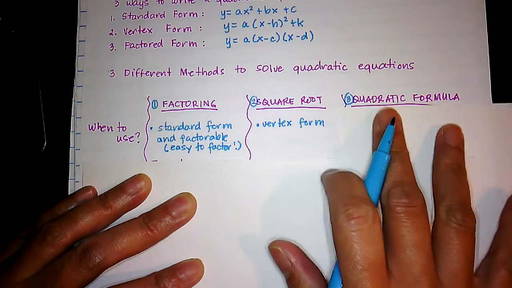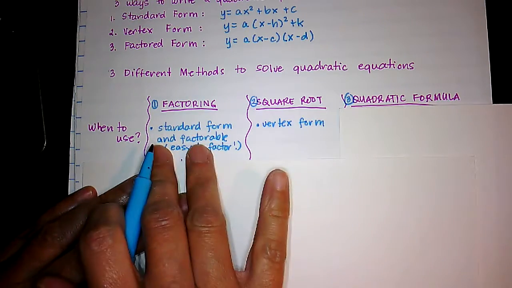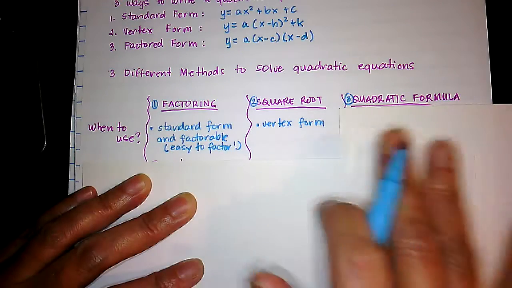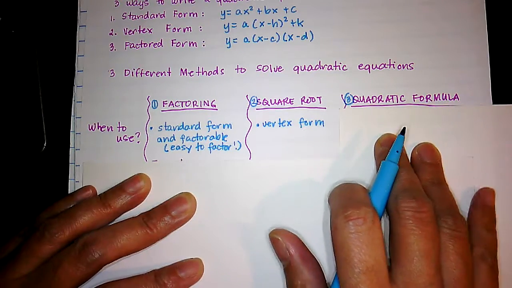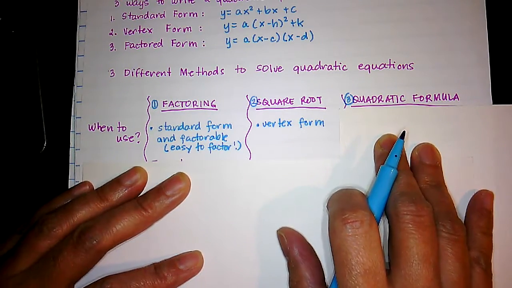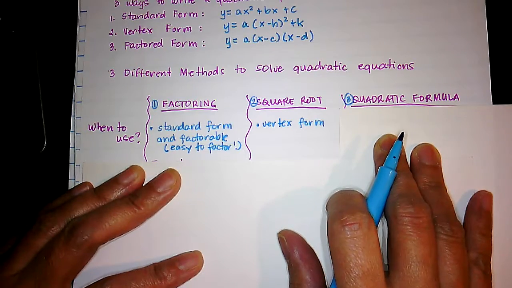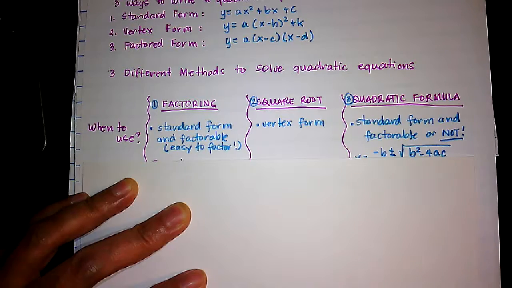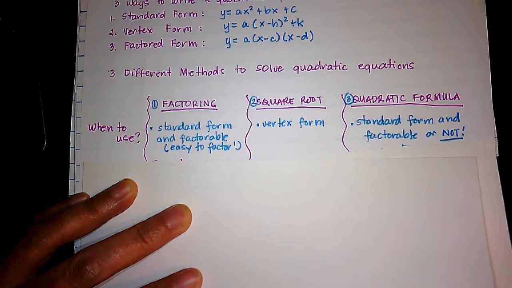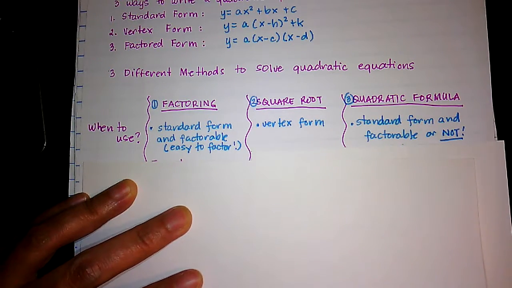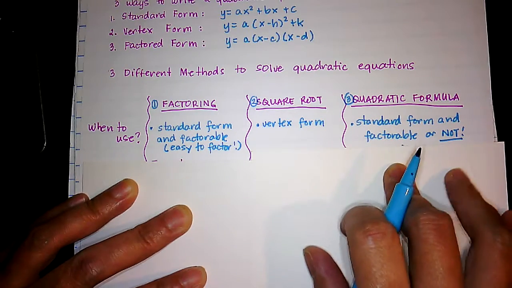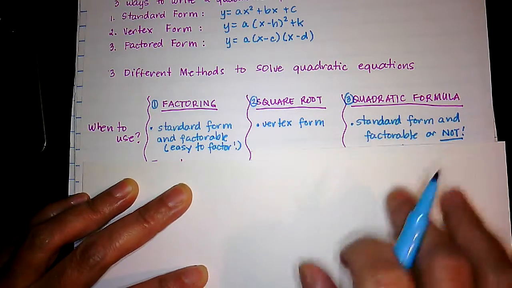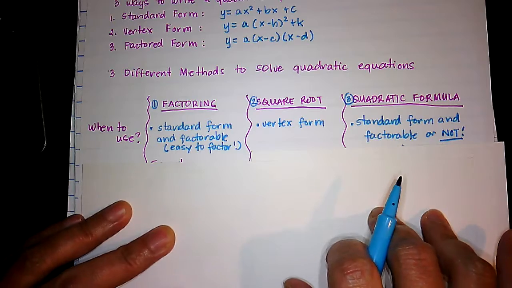Here's the thing. You can either use quadratic formula or factoring. It's all up to you. However, quadratic formula is specifically for equations that are in standard form. It could also be factorable or not factorable. So, you have the option to use quadratic formula when the equation is standard form. But specifically, if it's not factorable, then you have to use quadratic formula.